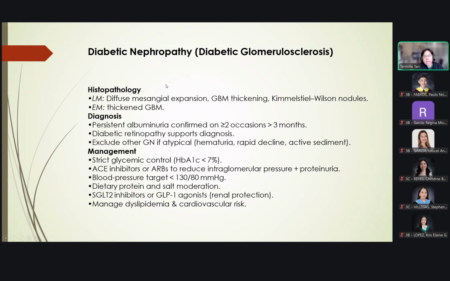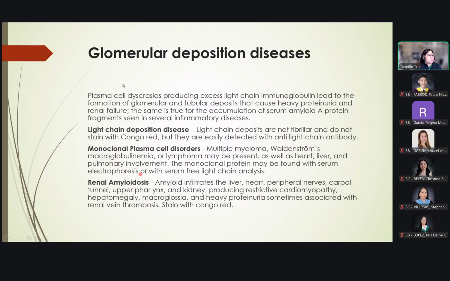We have then a number of your glomerular deposition diseases. These are typically your plasma cell dyscrasias that produce excess light chain immunoglobulin that lead to the formation of glomerular and tubular deposits that can cause heavy proteinuria and renal failure. The same is true for the accumulation of your serum amyloid A protein fragments that are seen in several inflammatory diseases. So the 3 examples here are, first, light chain deposition disease.